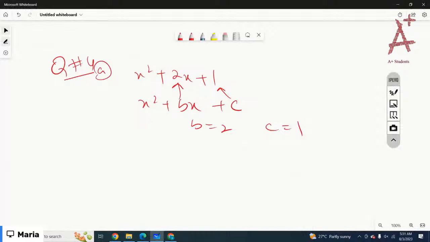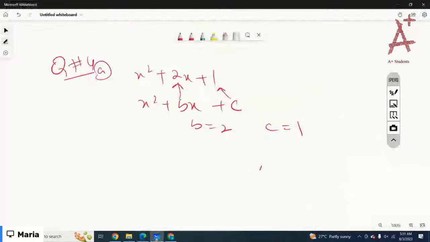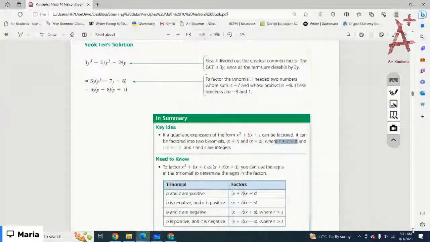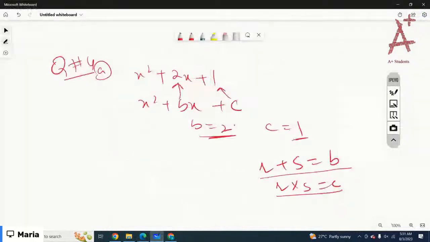Now, you have to make the factors. You have to find two numbers. When you add them, they make b. R plus s equals b, and r times s equals c. Like if you add them, it makes 2, and if you multiply them, it makes 1, right? X square plus 2x plus 1. You can see both b and c are positive, right?